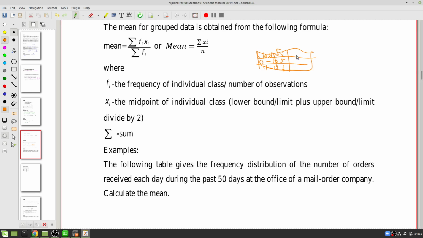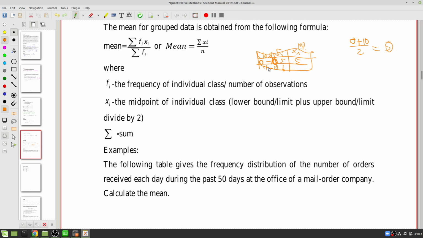Then the xi is the midpoint. So the midpoint is what is halfway between your starting value in your class and your ending value. In this case we can see it's probably going to be 5, because 5 looks like halfway between 0 and 10. Just to clarify, the easiest way is to take the lower limit plus the upper limit, divided by 2. So 10 plus 0 is 10, divided by 2 is 5. So your midpoint is 5.